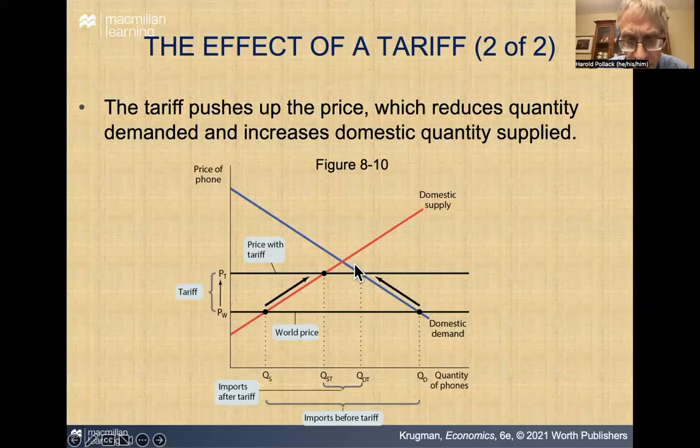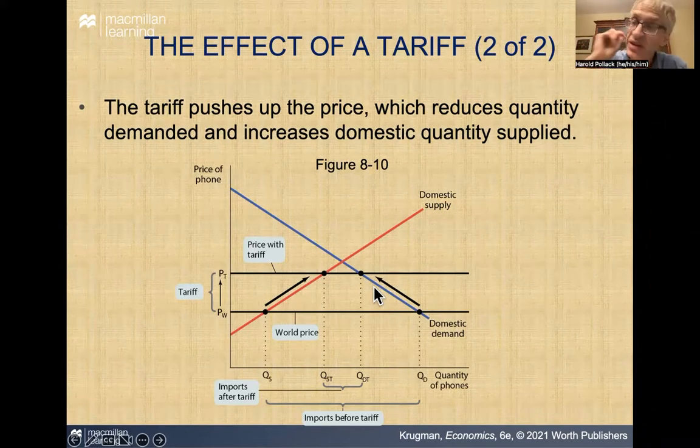Okay? So what's missing from this beautiful story? Well, what do you think is missing? There's two things that are missing. First of all, these consumers here, they've stopped buying. So all the consumer surplus that they were getting before is gone. Okay, so this is lost.